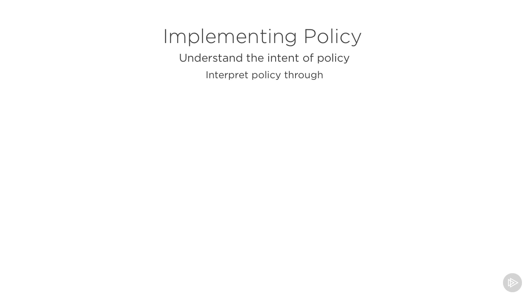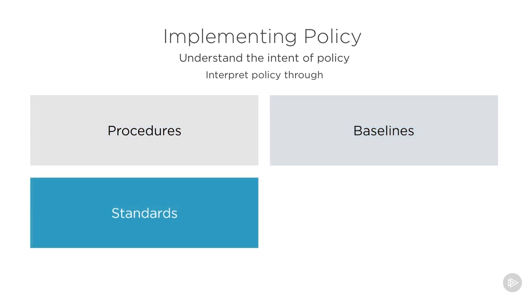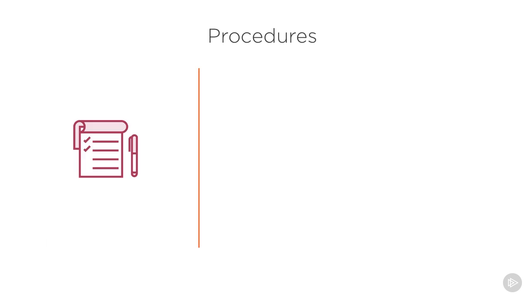The idea is that policy was there to provide direction. The implementation is how to reach the goal of policy, the direction of it. Now we interpret, or we could say we implement policy through various techniques. For example, procedures, baselines, standards, and guidelines. Procedures are really quite simply the actions taken to implement policy.